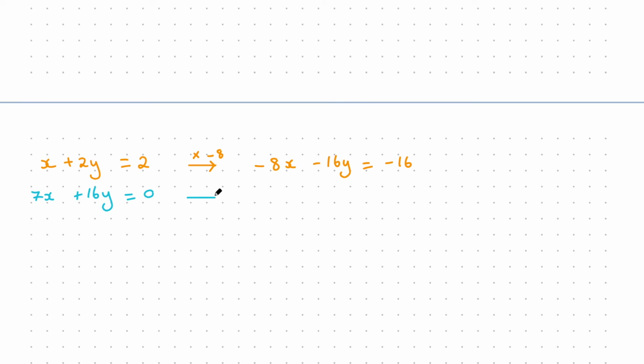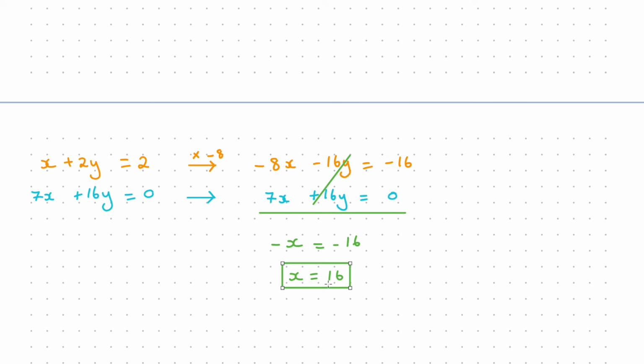So this is a skill we should have from junior cycle, solving linear equations with two unknowns. So we've got 7x then plus 16y is equal to 0. So combining these two together then, I'm going to get minus 8x plus 7x leaves me with negative x, minus 16y plus 16y goes to 0, is equal to negative 16. Now I don't want to know what negative x is, I want to know what x is. So I'm going to multiply both sides by minus 1. So I'm going to have x is equal to 16, a positive 16.